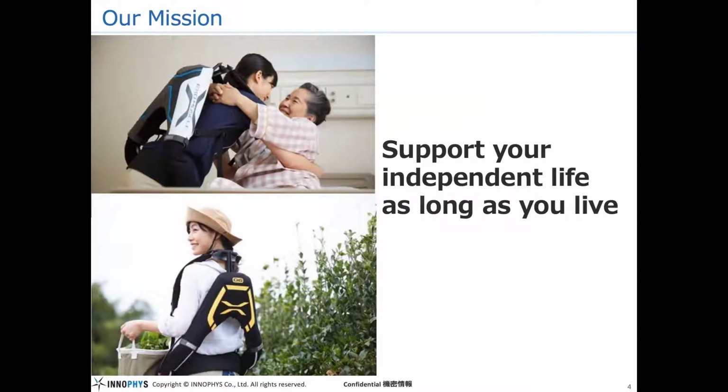And this is our mission. Our mission is to support independent life as long as you live, which is, we as a company develop and launch products that reduce burden and help people to work or move more easily. So this is our mission, and we are basically following this mission.